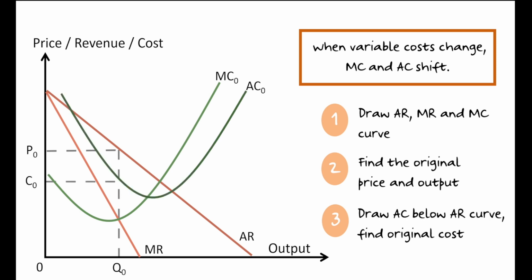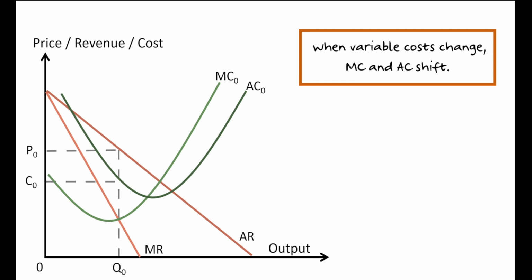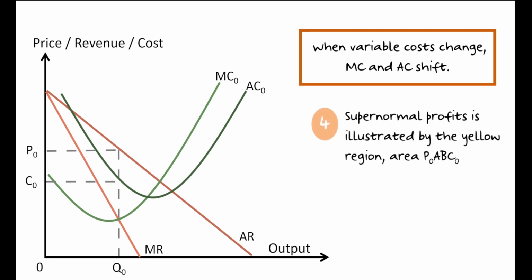Of course, if the question gave you another scenario, a subnormal profit situation and so on, then your AC should be above the AR. After that, we can find out the original profit point, which is P0, A, B, and C0. So this one is the exact same thing as your previous video.